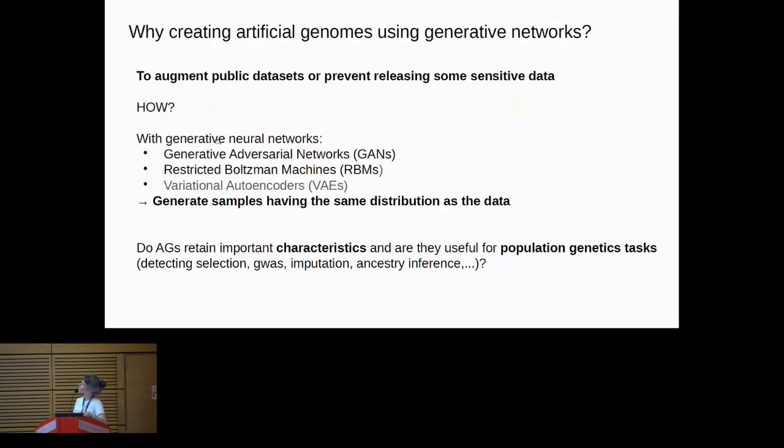And so the idea was to use a generative neural network to generate samples that would have the same distribution as this private data set. And the first question is, okay, do these generated samples retain enough of the characteristics that matter in population genetics, and that we could use for example to do selection detection, imputation, ancestry inference, and so on.